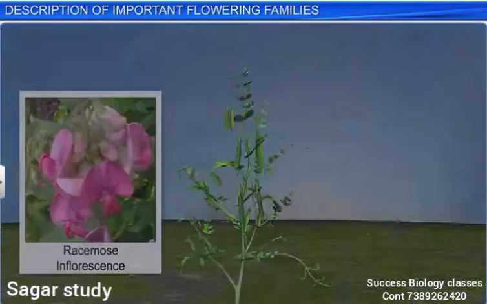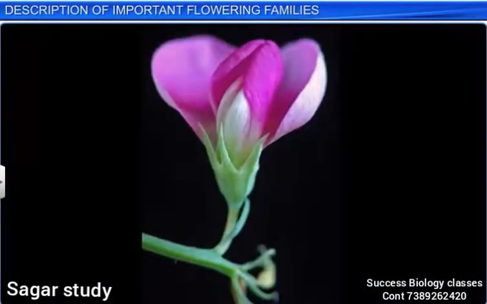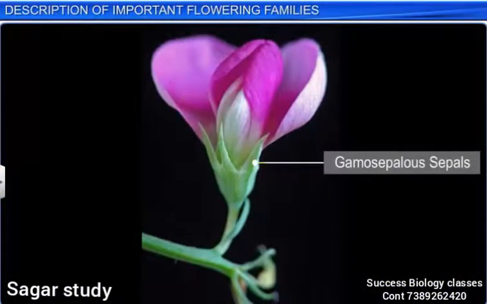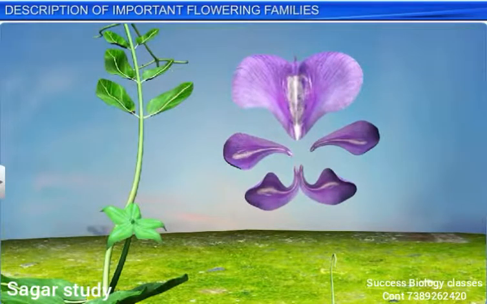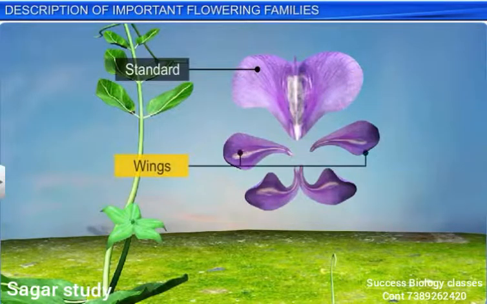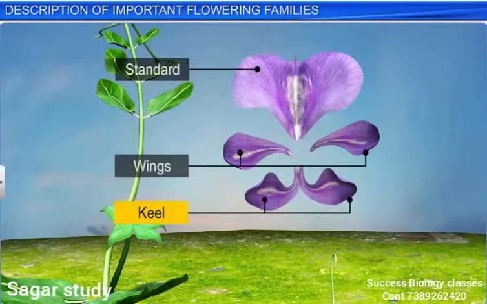The calyx has 5 sepals that are gamosepalous with imbricate or valvate estivation. The corolla has 5 petals and is polypetalous. Moreover, the petals are papilionaceous and consist of a posterior standard, 2 lateral wings, and 2 anterior ones forming a keel. The estivation is descending imbricate or vexillary.